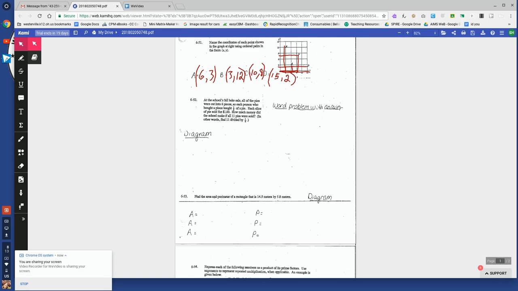All right, it says at the school's fall bake sale, all the pies were cut into 6 pieces, so each person who brought a piece brought 1/6 of a pie. Each slice of pie was sold for $1. How much money did the school make if all 11 pies were sold? So, in other words, find 11 divided by 1/6. So, again, we want to draw a diagram.